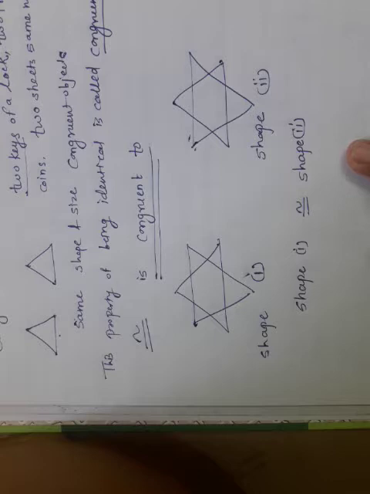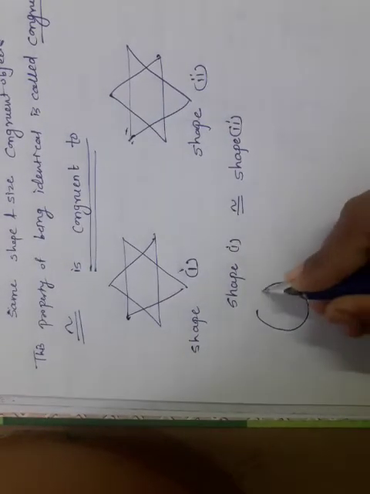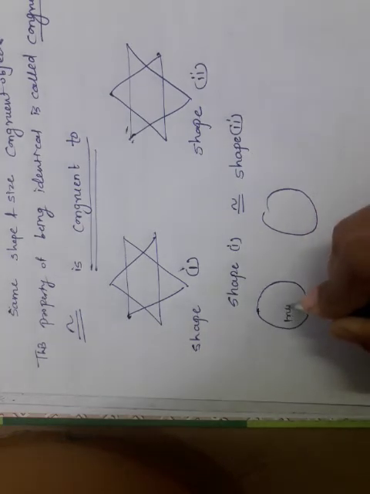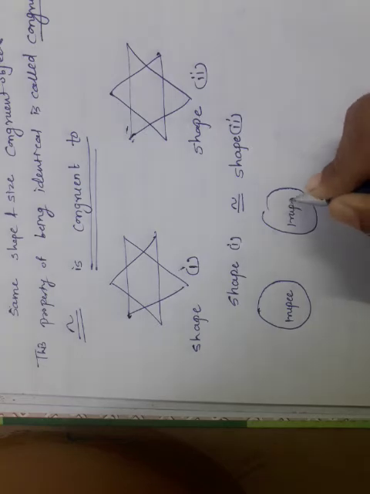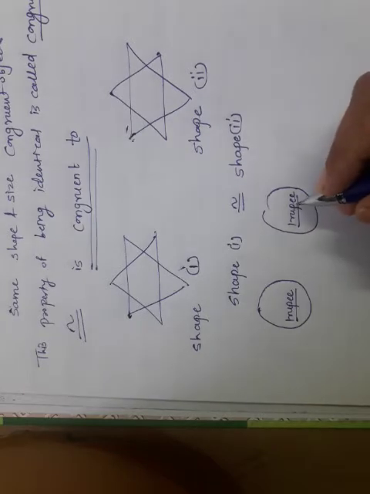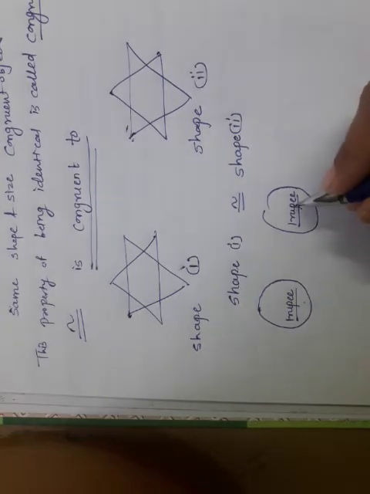Now, have you observed two coins? These are two 1 rupee coins. If we place this coin onto the other coin, we can observe that the coins are congruent.